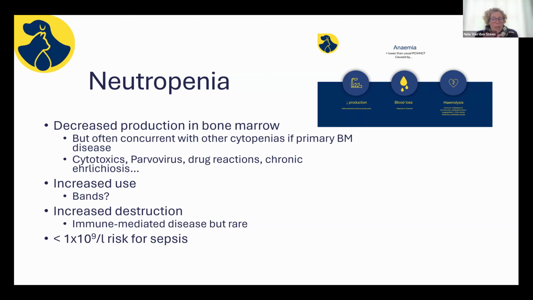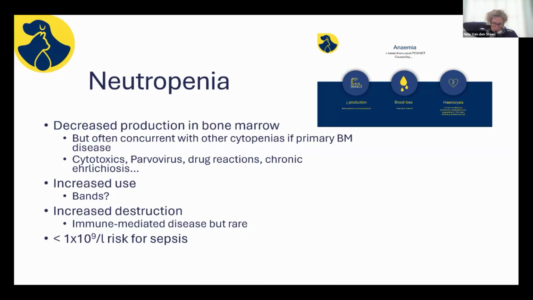Okay. We can be using lots of them, and then the question is, well, do we have any bands there? Because generally, if you're using that many, you're going to drop your neutrophil count soon. Maybe not in a peracute setting, but soon you should start seeing bands appearing. And if you have a decreased bone marrow production, which could be drug related, virus related, or related to other infectious diseases, you will then have a lower blood cell count as well.